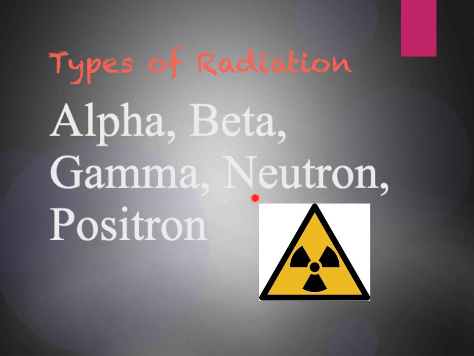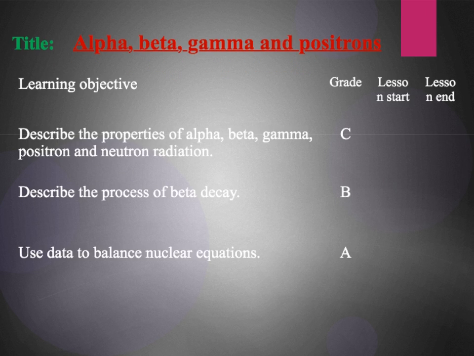We will also look at neutron radiation and positron radiation. We will be looking at the properties of alpha, beta, gamma, positron and neutron radiation. We will look at the process of beta decay, and we will use data to balance nuclear equations.